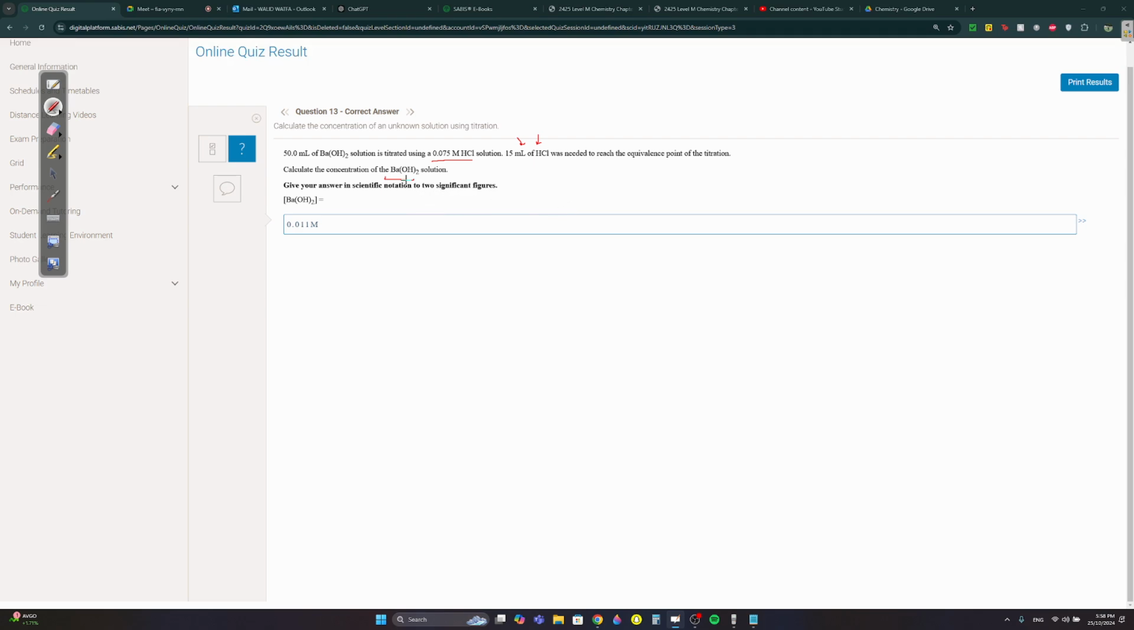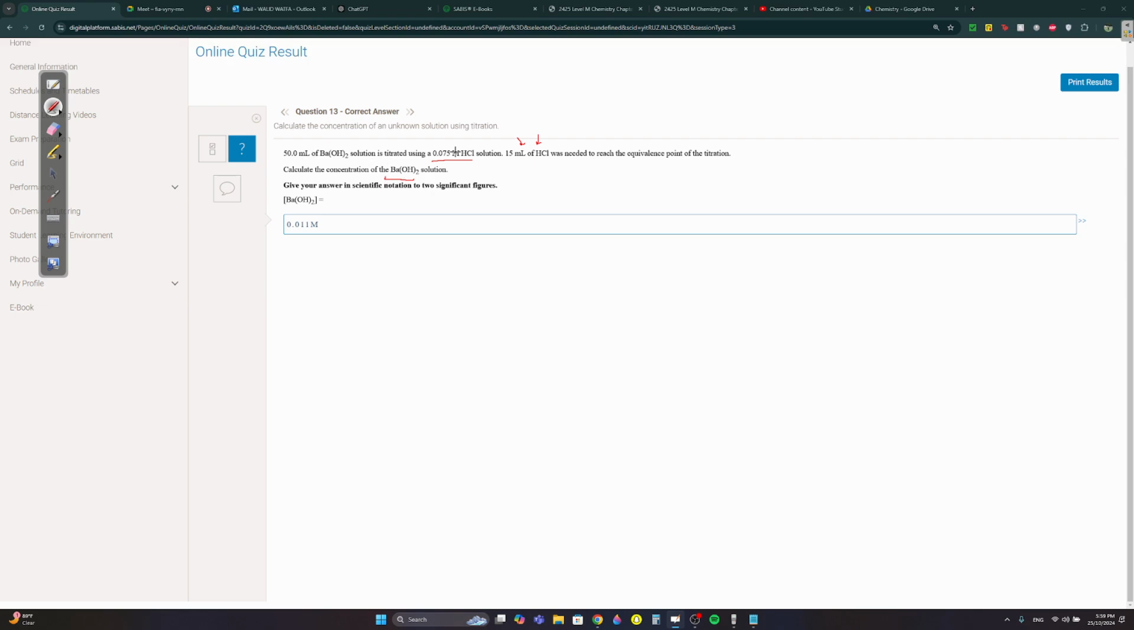By the way, if they ever ask, since you want to find the Ba(OH)2, that means over here in the conical flask or the Erlenmeyer, whatever you want to call it, what do you have? You always have the thing you're trying to find, so it's Ba(OH)2. In the burette, what do you have? It's the thing you know, it's HCl. So this is a very, very bad drawing. I'm trying to represent what I'm trying to say. Anyway, we want to calculate the concentration of Ba(OH)2.